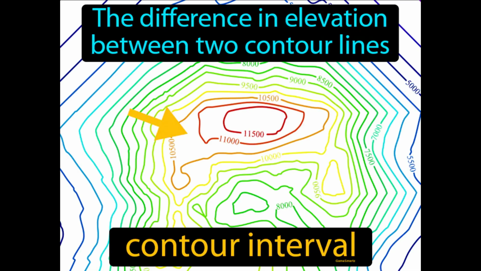The difference in elevation between two contour lines. Contour interval. In science, a contour interval is the vertical distance or difference in height between successive contour lines on a map, showing the slope of the terrain.